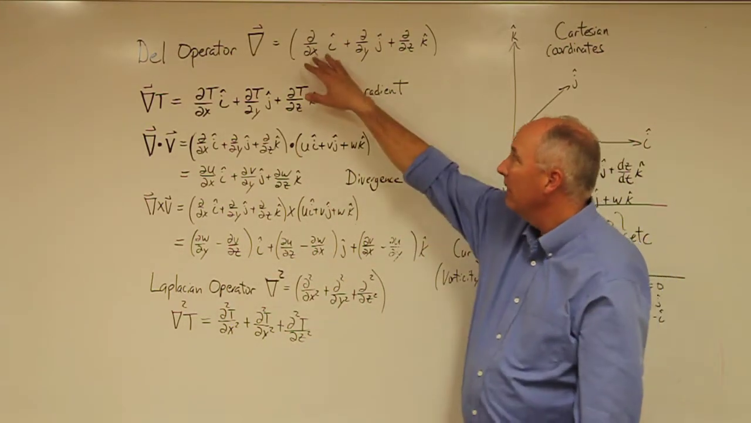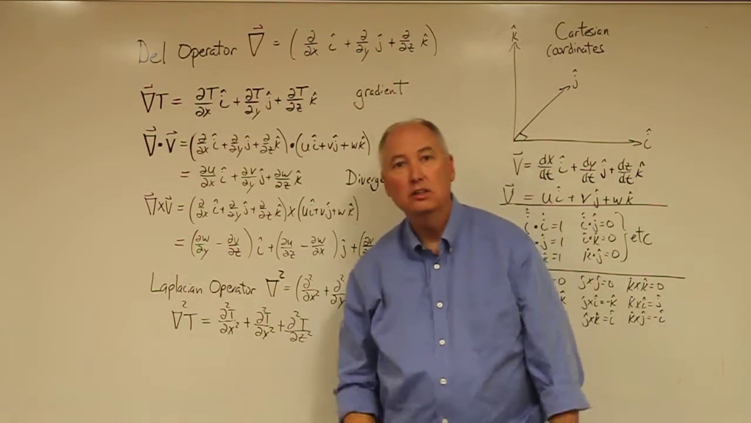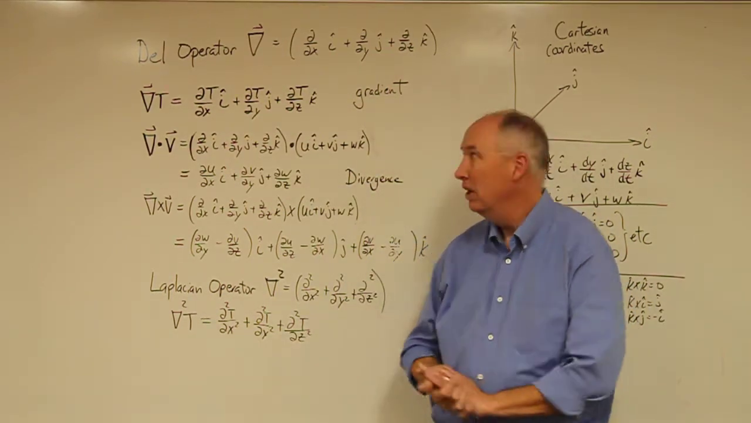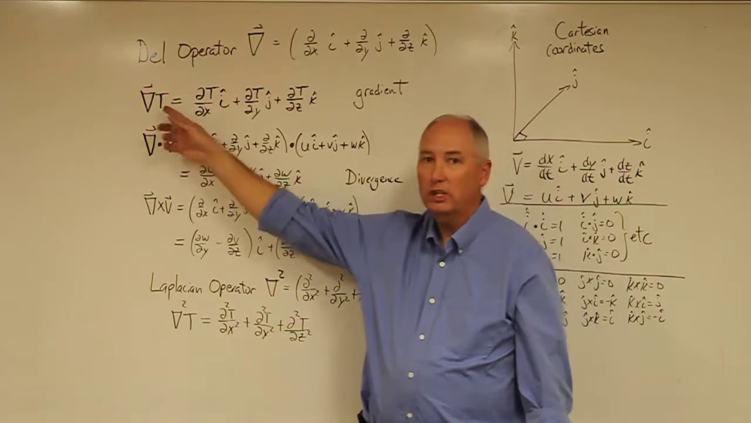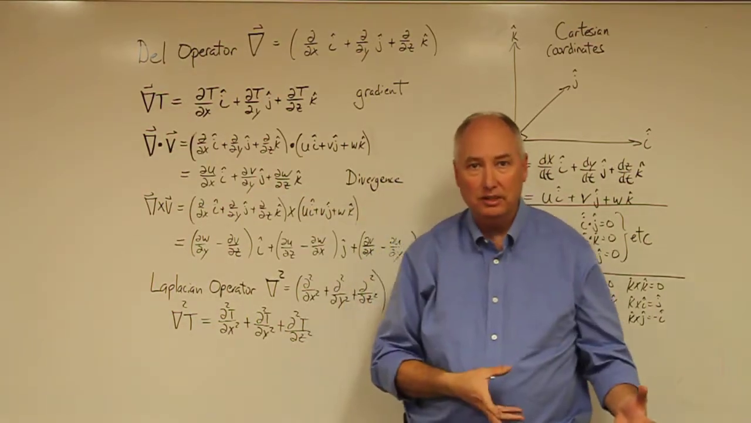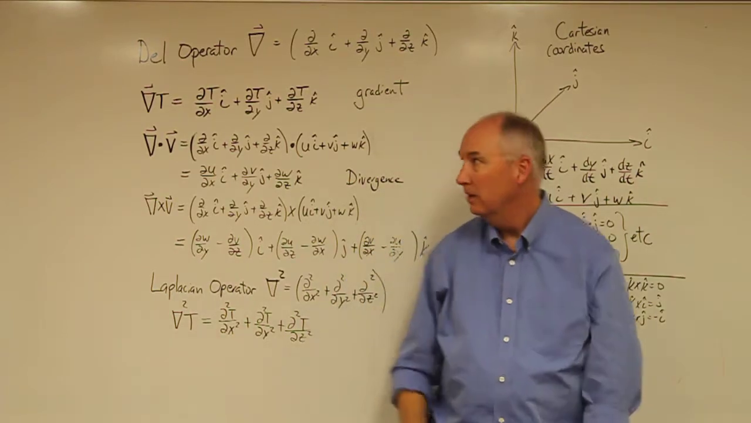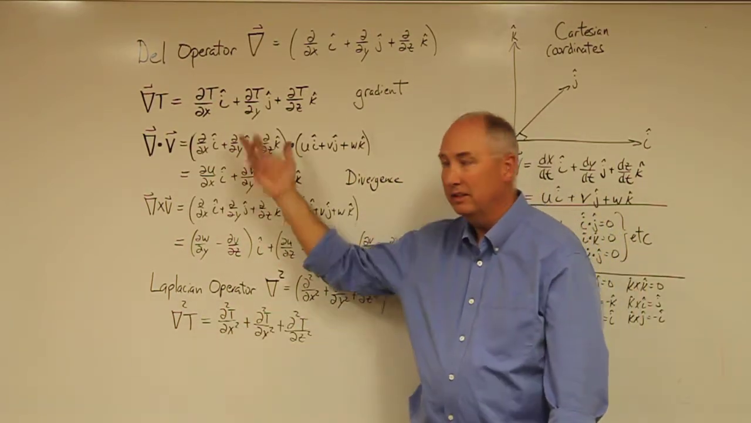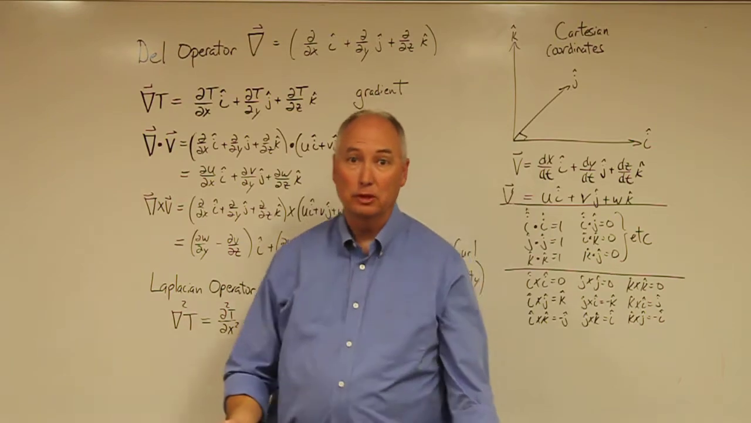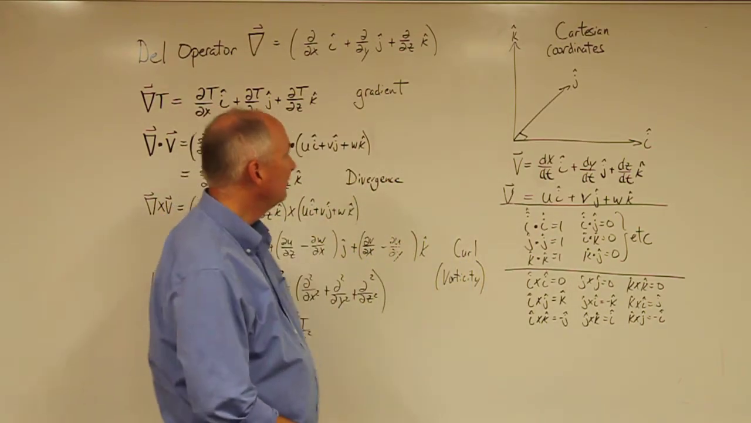That del operator can be applied to any scalar to get a gradient of that field. So for example, we could put pressure in here, and you would have a pressure gradient. If you wanted to put dew point in there, you could have a dew point gradient. You're not limited by anything other than the fact that the operator is being applied to a scalar.